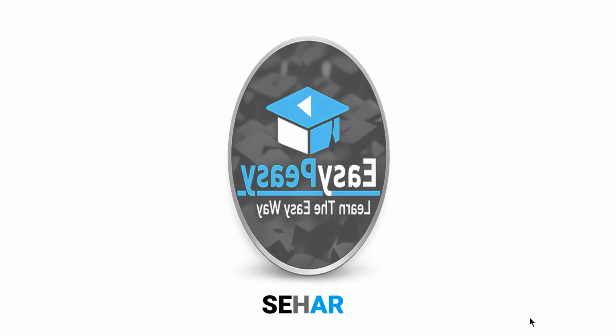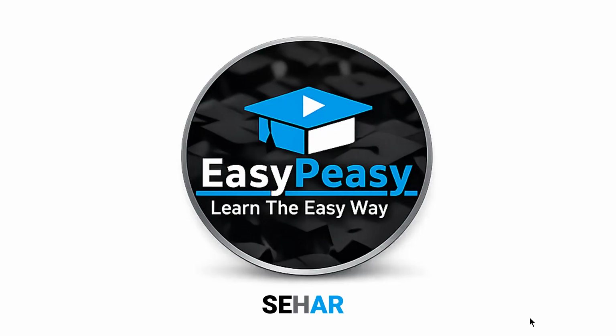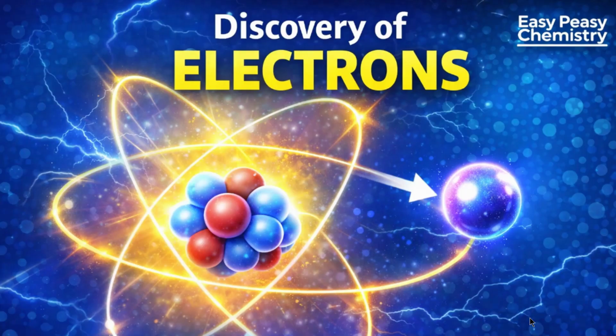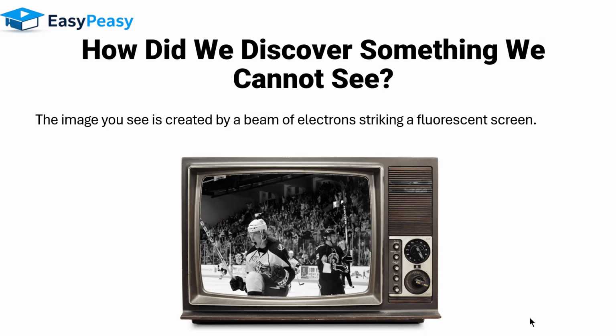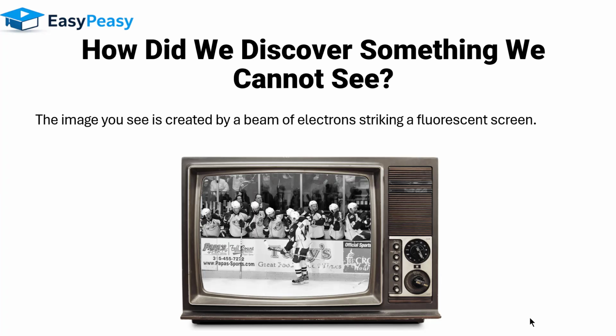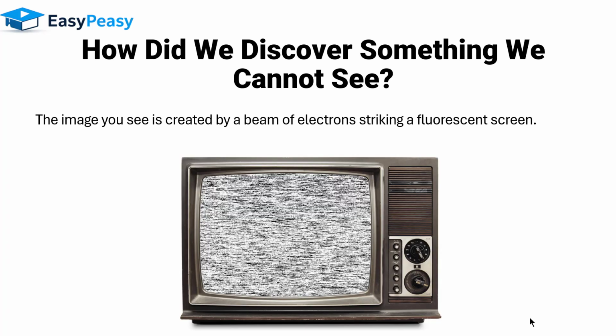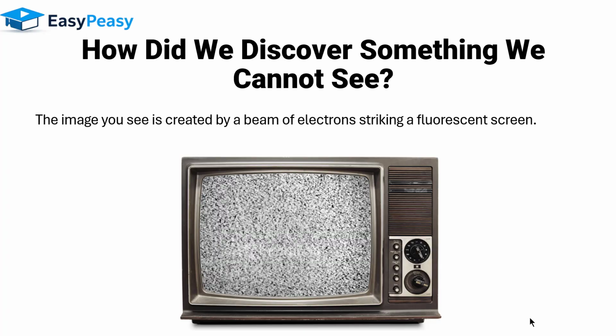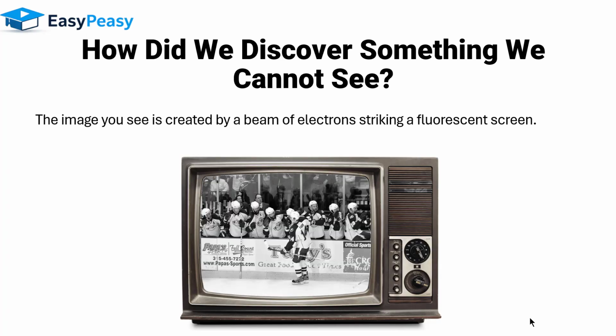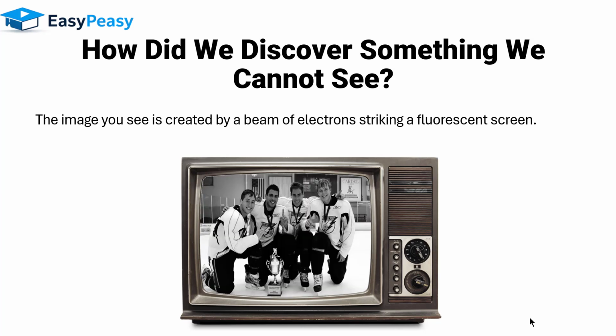Hello friends, this is Seher from Easy Peasy, and today we are going to discover electrons. And the question is, how did we discover something that we can't see, right? Now, you can see the image on this old TV. The image that you see is created by the beam of electrons striking the fluorescent screen.